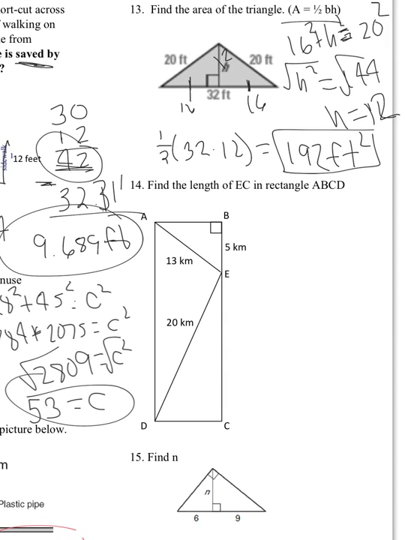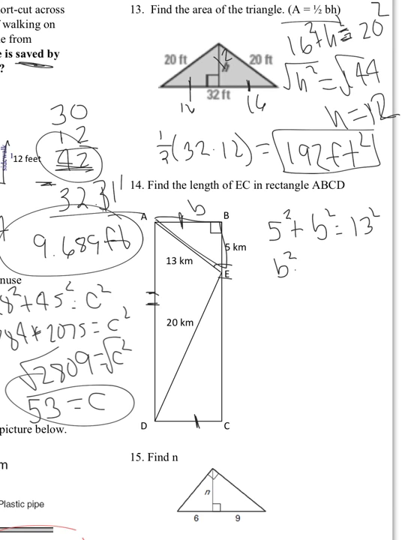All right, find the length of EC in rectangle ABCD. I know this looks kind of confusing, but the key is that it's a rectangle. And if it's a rectangle, that tells you that this side and this side would have to be congruent, as would this side and this side. All right, so if you look here, you have a right triangle that is 5 squared plus B squared, whatever we'll call this B, equals 13 squared.